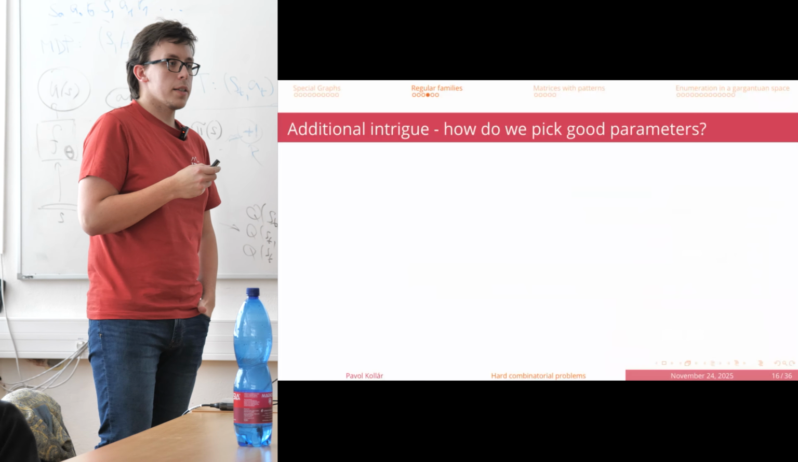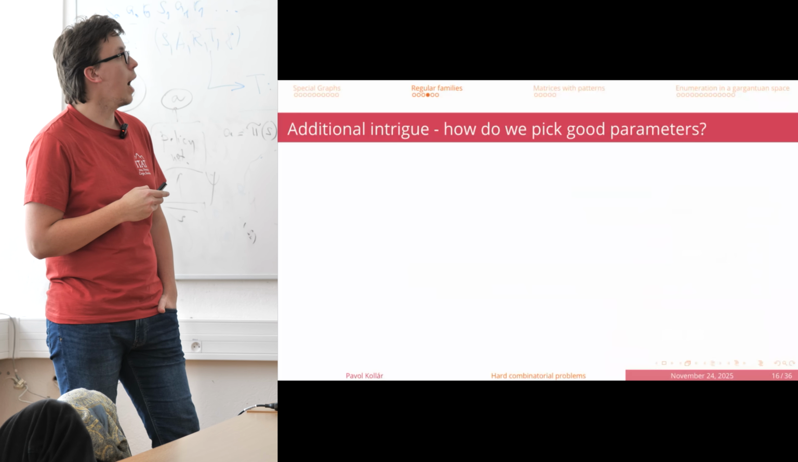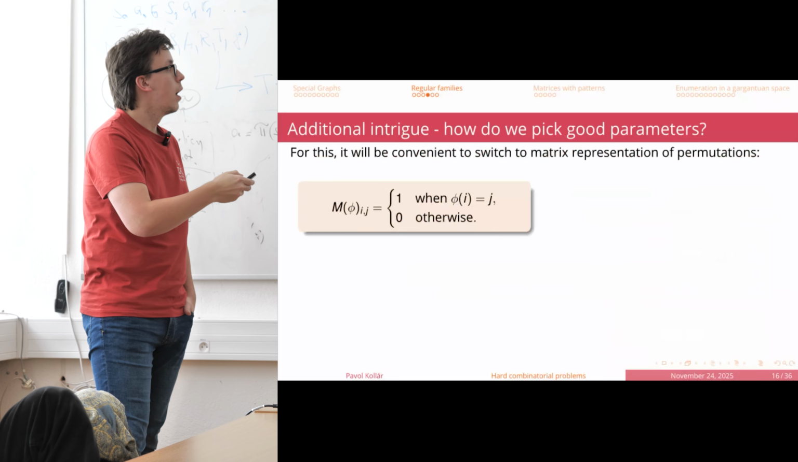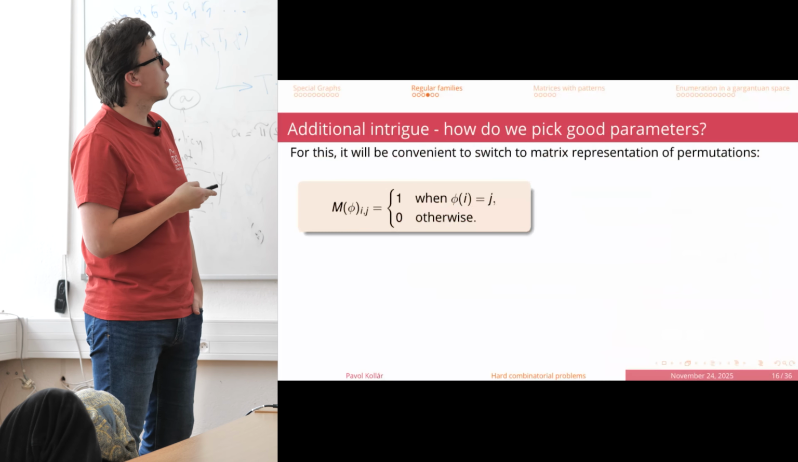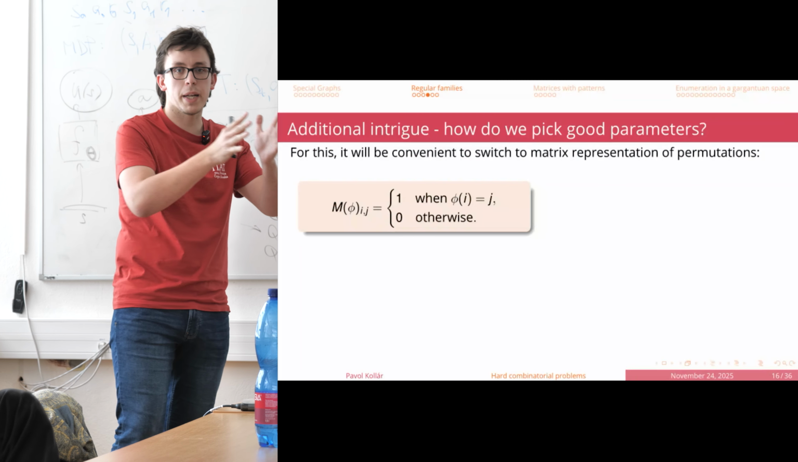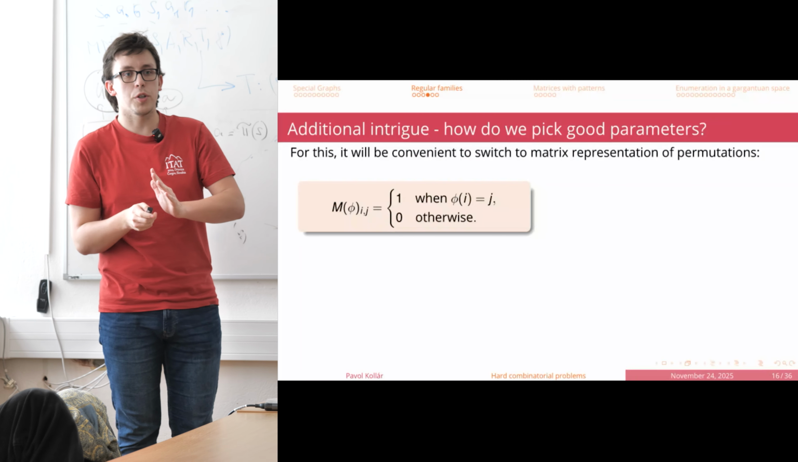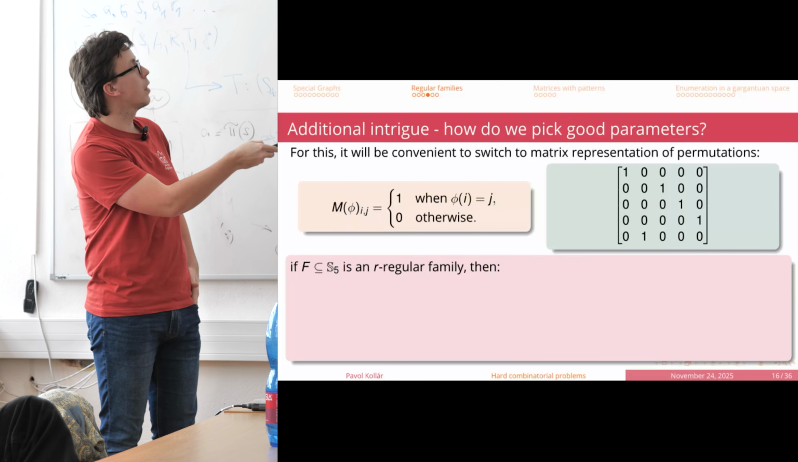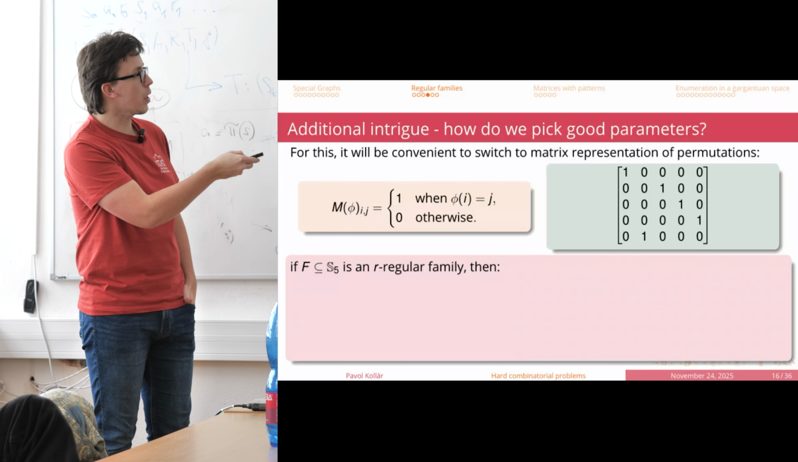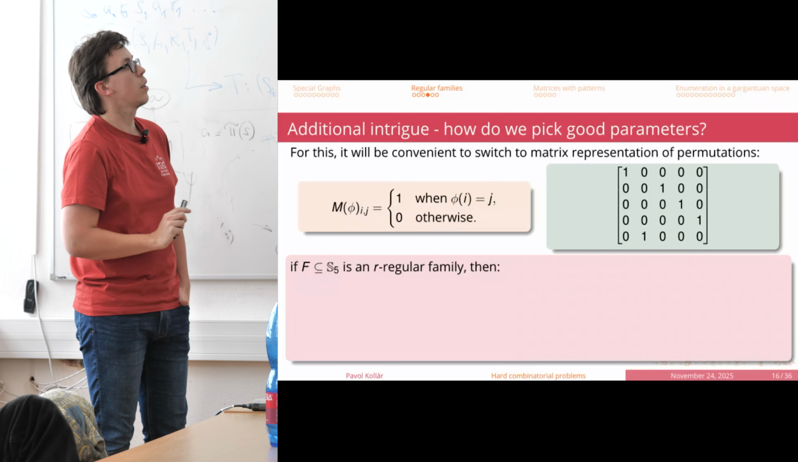And one more part that is interesting here is how do we pick good parameters for the program that I fed to Clara, which is where it's convenient to switch from just permutations to their matrix representations, which is something like this. It's almost a zero matrix, except for the entries where I is mapped to J, that's when it becomes number 1.